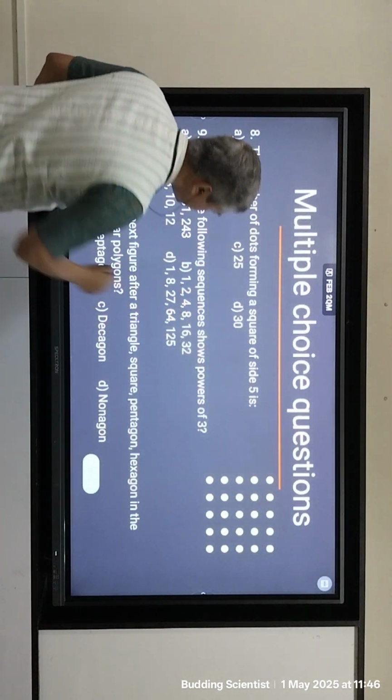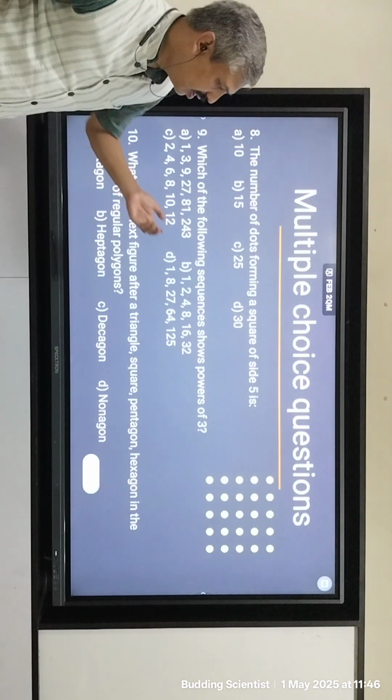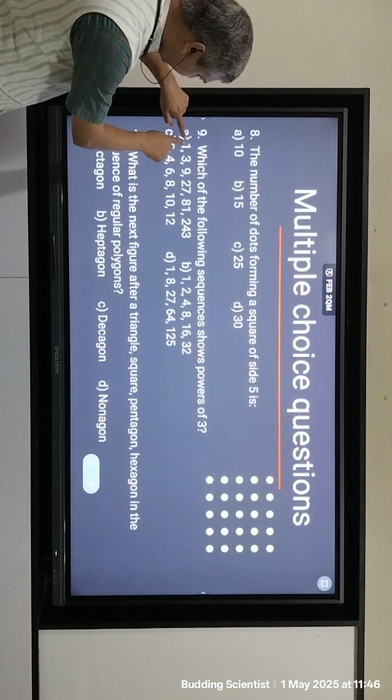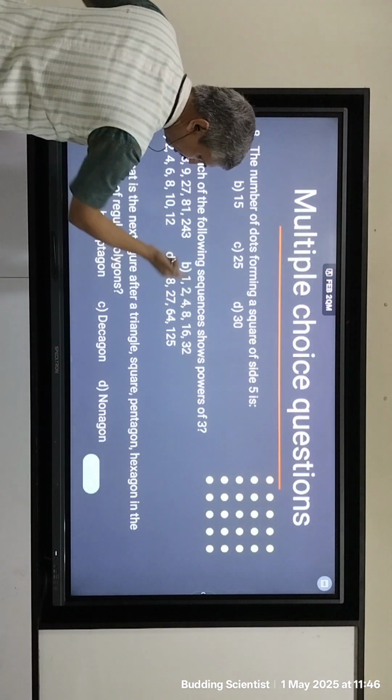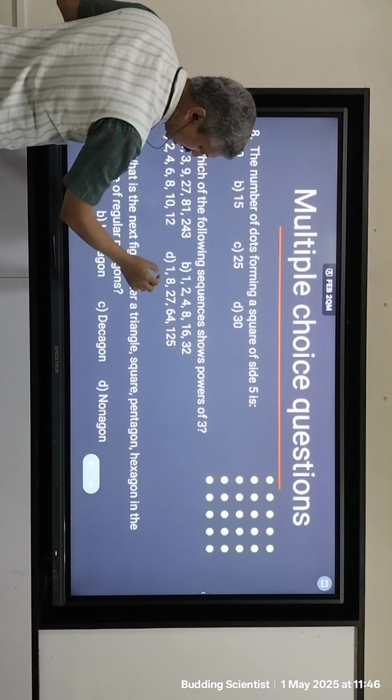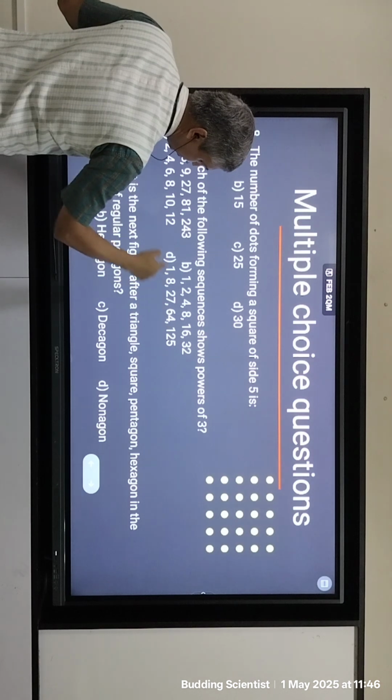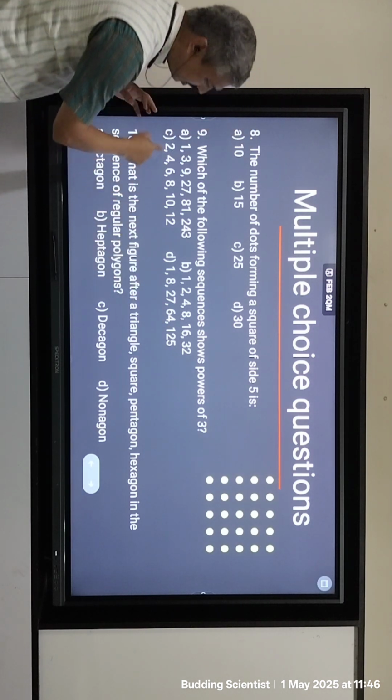Which of the following sequences show the power of 3? Power of 3 is A. This is not, there is no chance here. It is power of 2. This is a cube sequence. This is only even number.